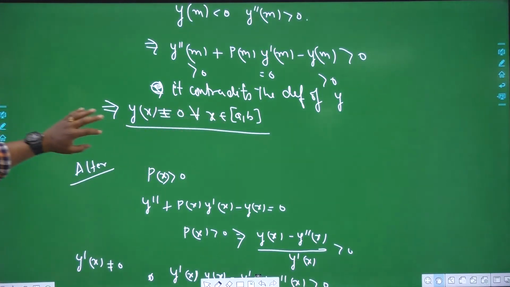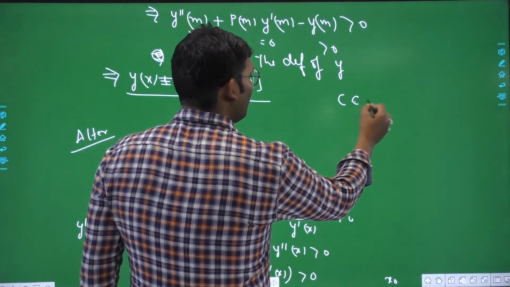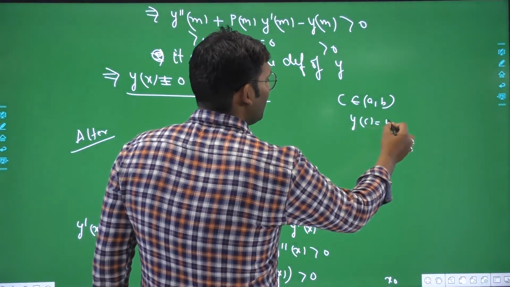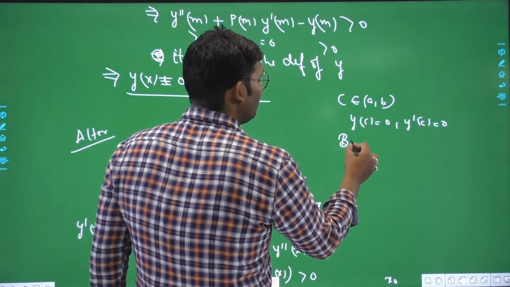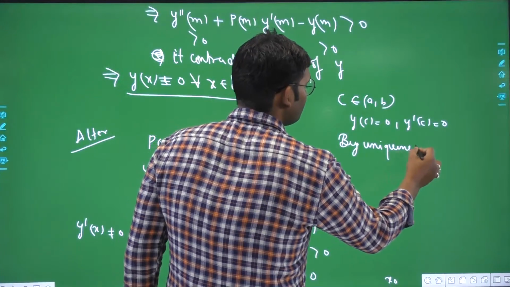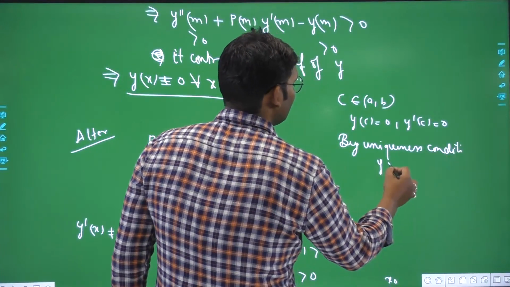Okay. And all the more, by the differential equation, we already know that, let C be any point between A comma B. Therefore y(C) will be equal to 0 and y dash C is also equal to 0. So by uniqueness of solutions, by uniqueness conditions, what we'll get is y(x) is equal to 0.